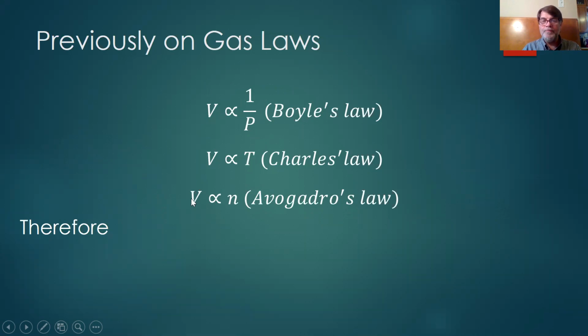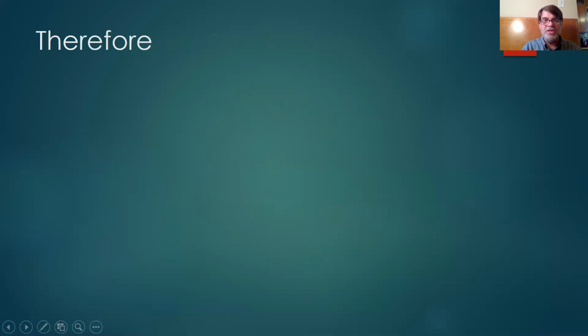Okay, so we can put these all together and say that volume is proportional to the number of moles times the temperature in Kelvin, we assume it in Kelvin, divided by the pressure. So there you have it. That's the combined proportionality. Now here's the thing. How do we get from this combined proportionality to an equation?